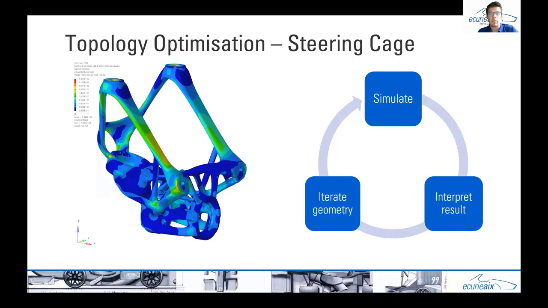So it was an iterative loop of simulating, interpreting the results, removing some material and simulating again, until we had a final result where we could save 30% of weight compared to our old concept, which was a welded aluminum cage behind the dashboard. So quite a lot when we think about this small part.